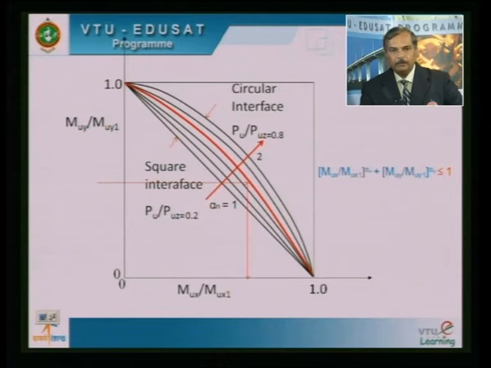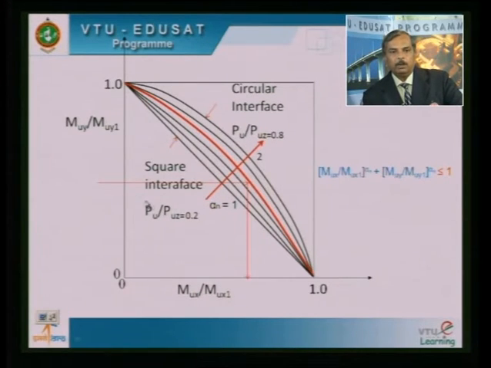To do this, you see here we have three values of the interaction parameters. One is Muy by Muy1, Mux by Mux1, and another is Pu by Puz. Now for any two values of these three parameters, for example Muy by Muy1 and Mux by Mux1, you get a point, and if that point lies within the envelope of Pu by Puz, then it is safe.